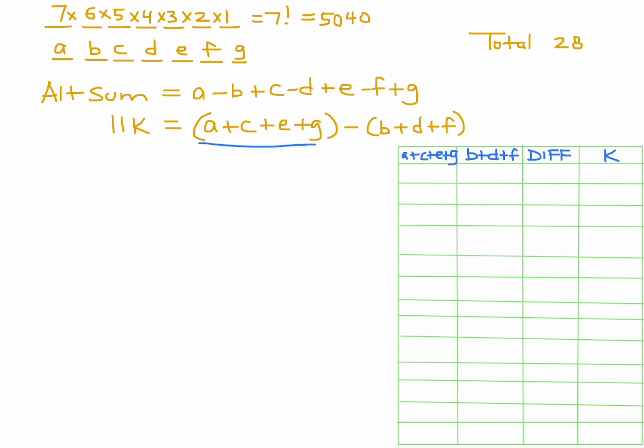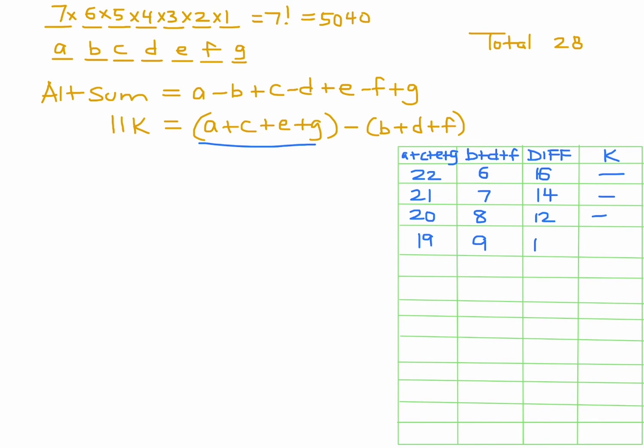So for example, let's start out with the largest. The largest it can be is if A, C, E, and G are the largest numbers, 7, 6, 5, 4. If you add them together, you get 22. And then the other three, which would be 3, 2, 1, that would be 6. So very quickly, you can put in the first. And the difference, 22 minus 6, is 16. Now, is that divisible by 11? No. So I'd put a dash there. So you see how I'm doing this? And we just have to keep doing this. So 21, 7, 14, it's not divisible. 20, 8, 12, not divisible.